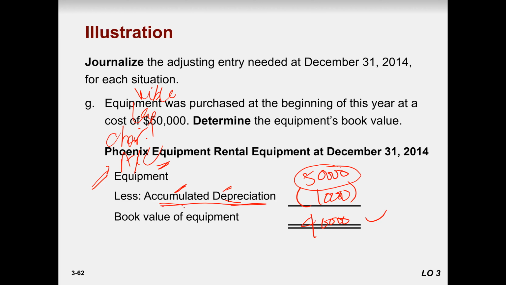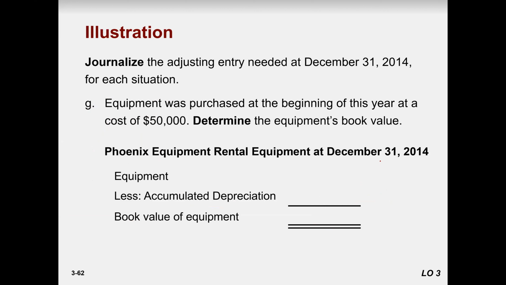So accumulated depreciation is the total depreciation on everything. This also tells us the meaningful information of how much we have consumed from our total long-term assets. In this case, we have only one long-term asset, which is equipment. So equipment worth 50,000 and depreciation on only this one asset is 10,000. Book value is 40,000. Any question?